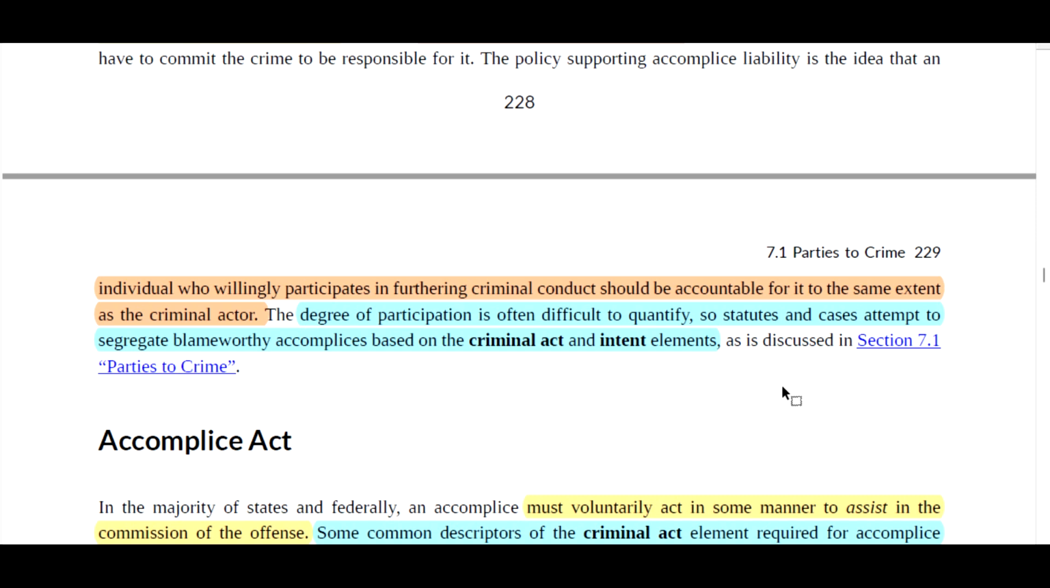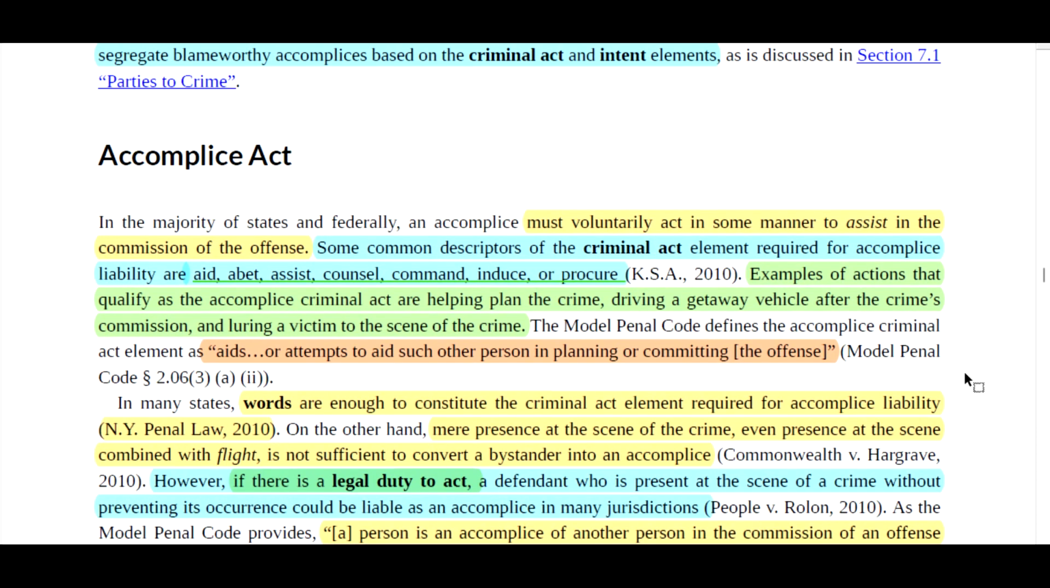And so statutes and cases, so then case law, have attempted to segregate blameworthy accomplices based on, once again, criminal act and criminal intent elements. So those actus reus and mens rea, these two come back. The criminal act and the criminal intent do play a part when we try to consider what degree of participation an accomplice acts in. And so we're going to look at the accomplice act first.